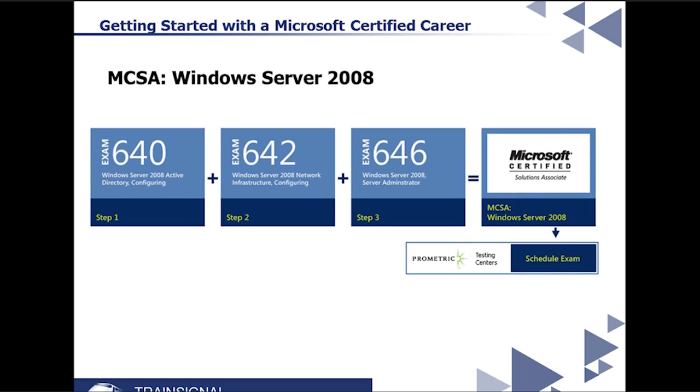But now I want to talk to you about that MCSA. In order to become an MCSA in Windows Server 2008, you have to take 3 exams, 640, 642, and 646. If those look familiar to anybody, that's because they should. If you've achieved MCITP in Windows Server 2008, you already have the MCSA in Windows Server 2008.